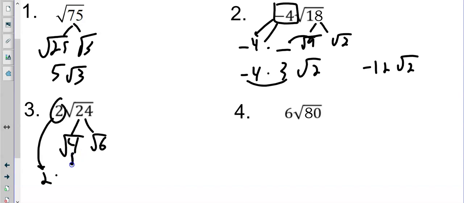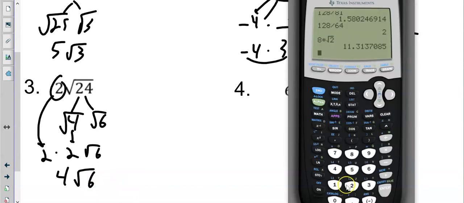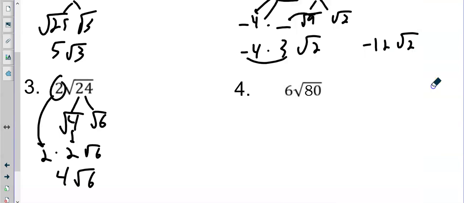Okay? This is going to simplify to just simply 2. And then we multiply. 2 times 2 is 4, radical 6. And again, the beauty of this is you can take your calculator and type in 2 times the square root of 24 and see what that is as a decimal. And you can check your answer. Does 4 times the square root of 6 equal the same thing? You can check this on a quiz or test before you even turn it in. You can verify your answer.